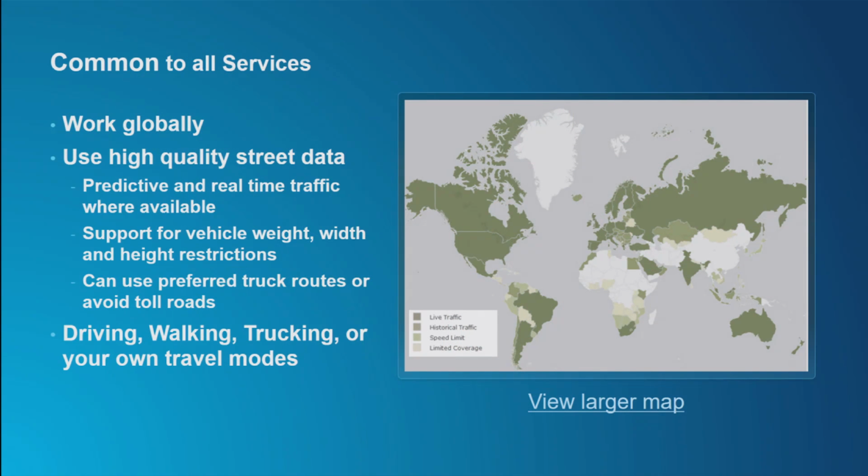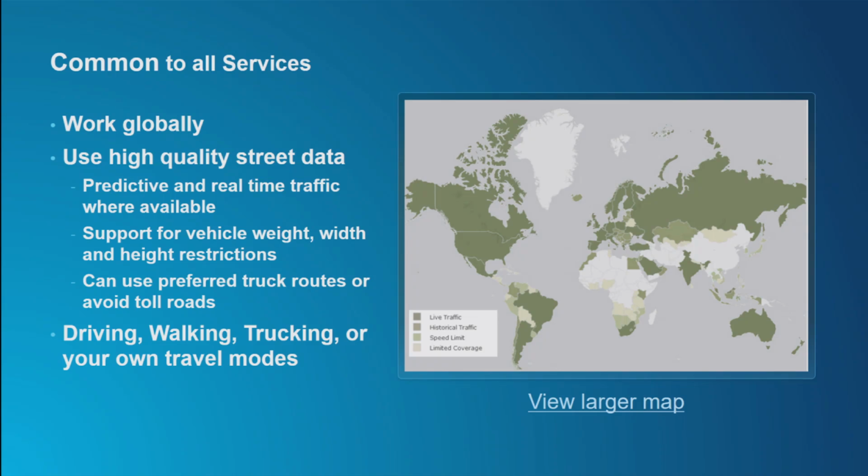Now, before we get there, some things that are common to all of these services: these work globally. So depending on your area of interest, you can make sure these services are working. They use high quality street data that is sourced from various different data vendors. They support predictive and real-time traffic wherever that kind of data is available. They support advanced logistics attributes like the weight and height restrictions for vehicles and other things. They also support additional attributes like streets that should be preferred when finding truck routes or routes that should avoid toll roads and so on.